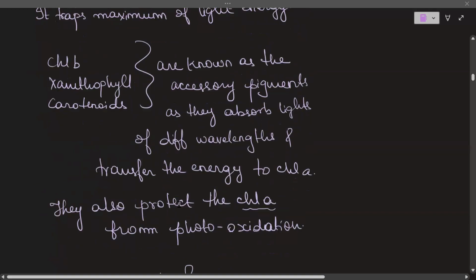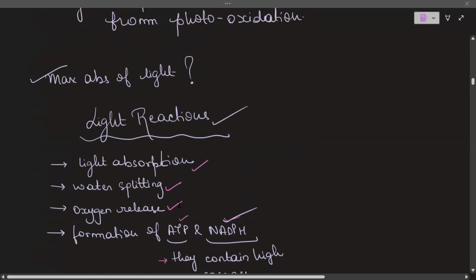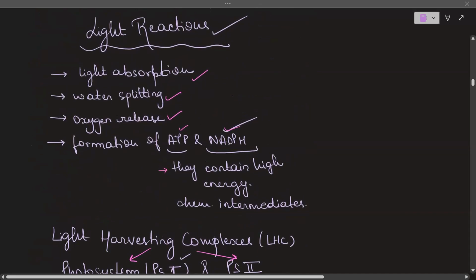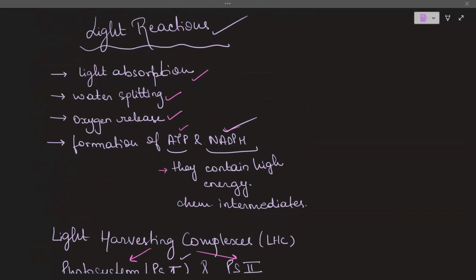All right. Now, moving forward. Talking about the light reaction. Now see, the light reaction, like I told you, is the reaction that will be directly driven by the light. So the first thing that happens is the absorption of light by the chlorophyll molecule. Then the light energy that gets absorbed is converted into chemical energy. And simultaneously, the splitting of the water molecule takes place.